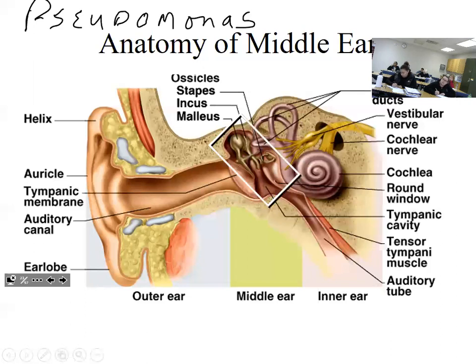I want you to know that, and you can either be writing these down right now, or you're going to know I'm going to give them to you in a list. It's not everything, but it's most things. Malleus, incus, and the stapes. And do you have to know which one is which? Yes. Malleus, incus, and the stapes.